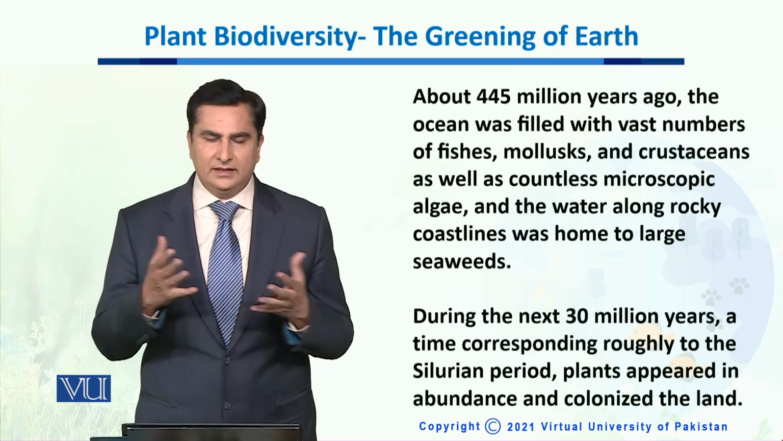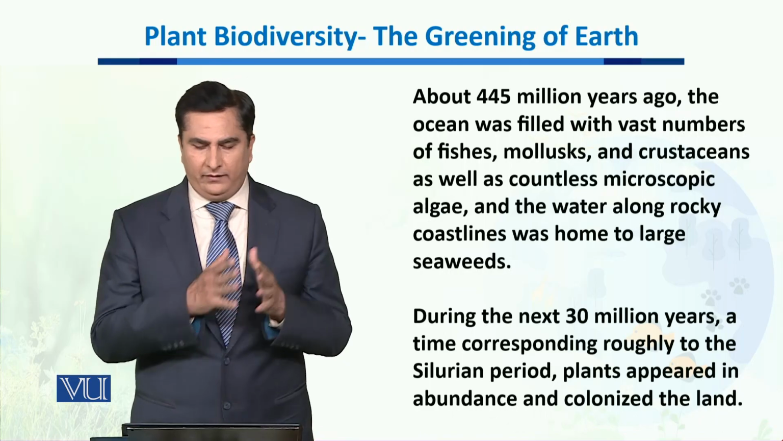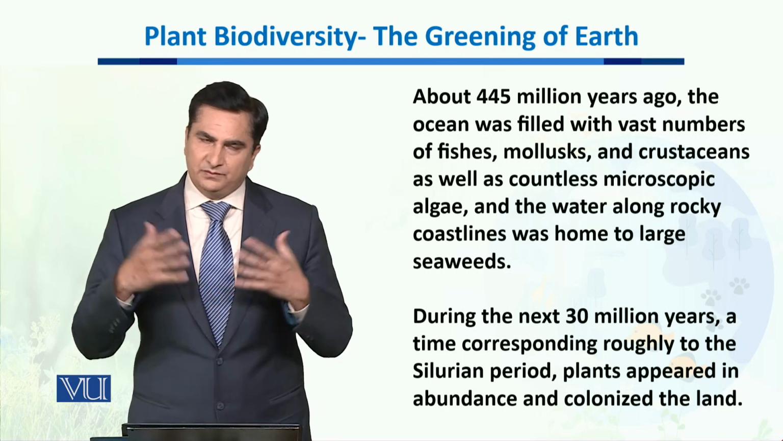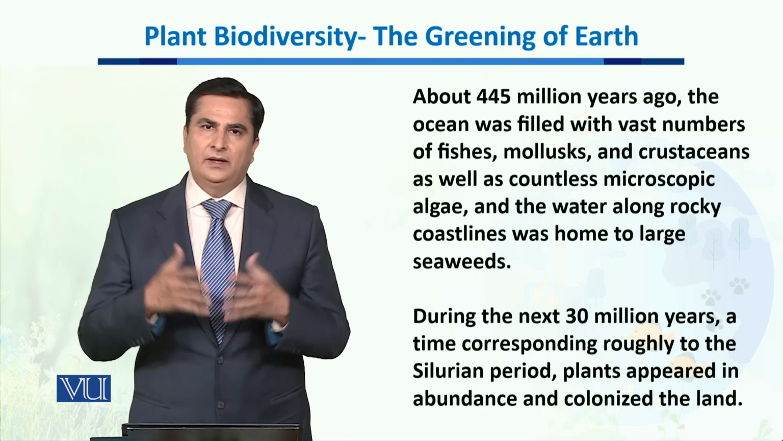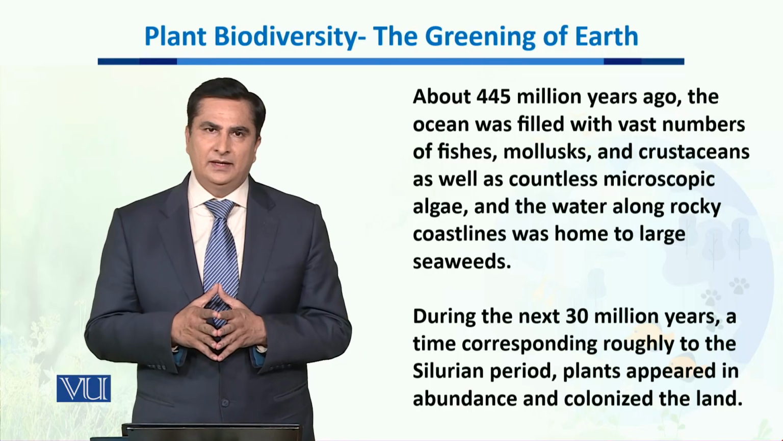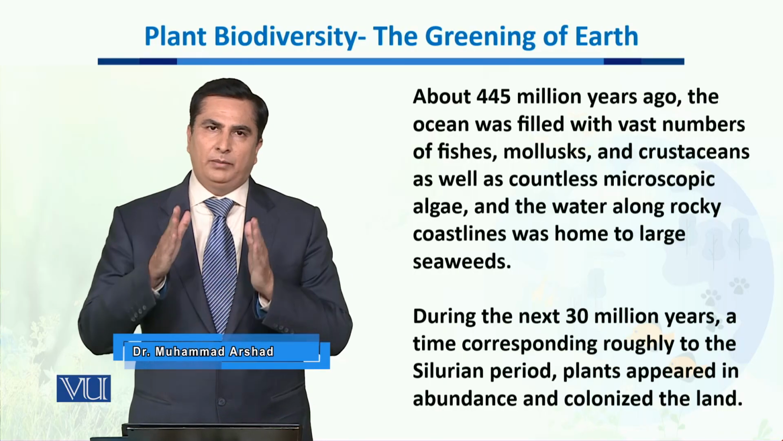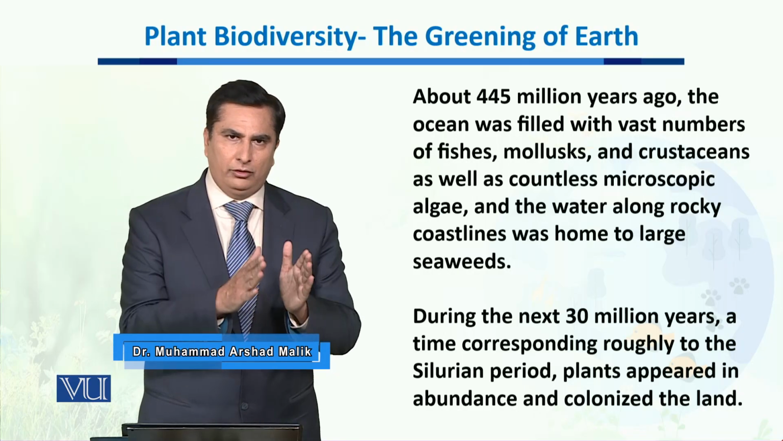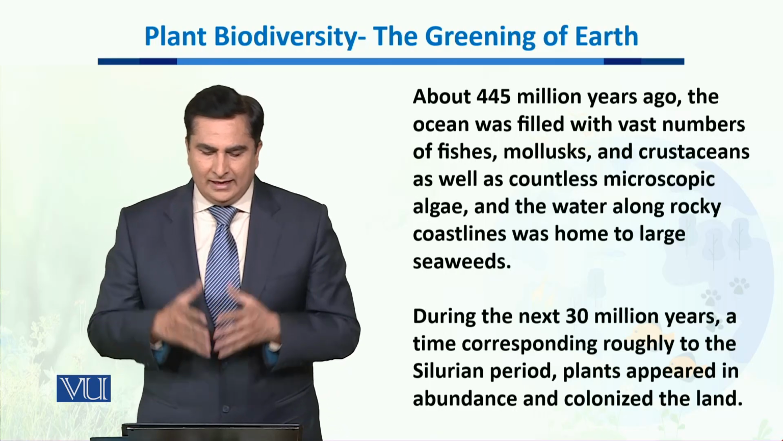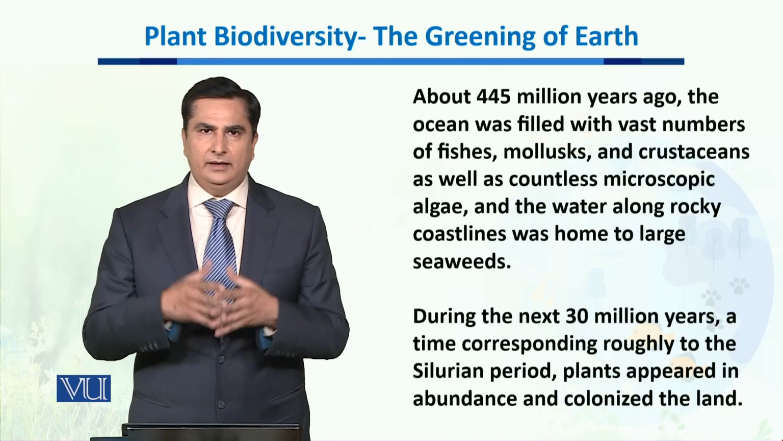were filled with a vast number of fishes, mollusks, and other crustaceans, along with microscopic algae and the large seaweeds, which are also a type of algae. Now, during the next 30 million years, a time period known as the Silurian period, plants came out of the aquatic ecosystem and successfully colonized the land, and they became so abundant in numbers.